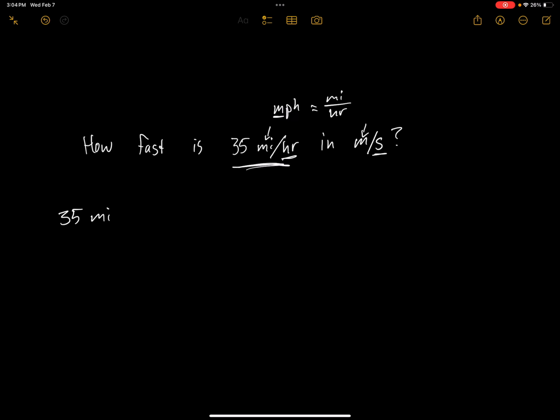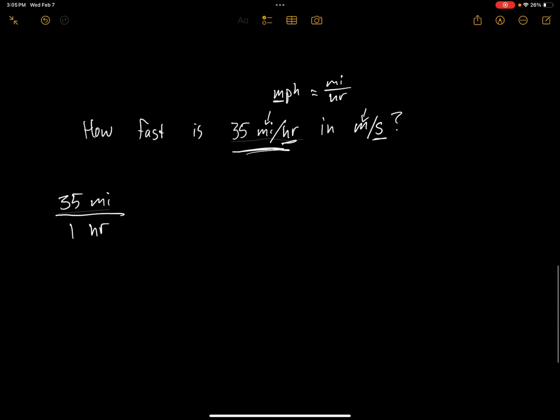So when I've got miles per hour like this, I'm going to represent it as 35 miles over 1 hour. So now you can see that this is almost like a conversion factor itself because I'm going 35 miles and that's equal to the time of 1 hour. But because I'm starting with that, that's just going to be my basis. Okay. Now we can deal with these things separately.